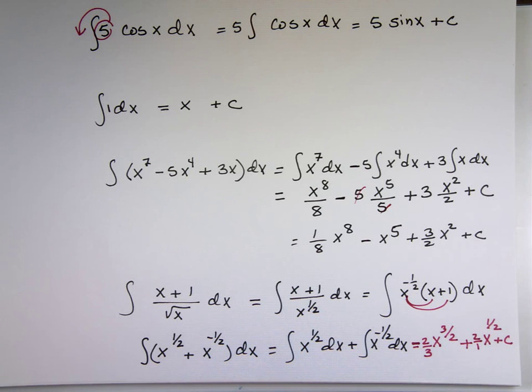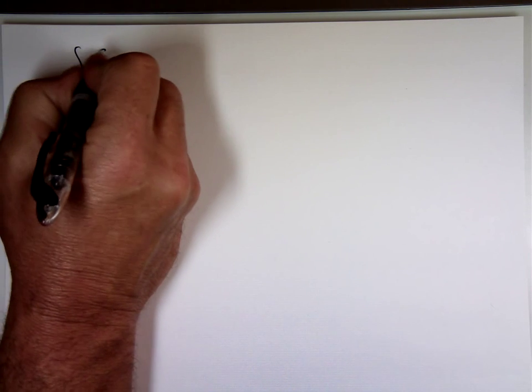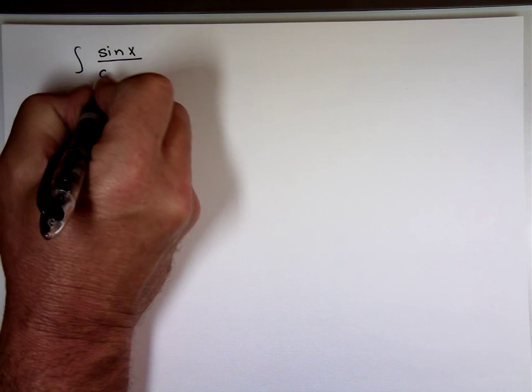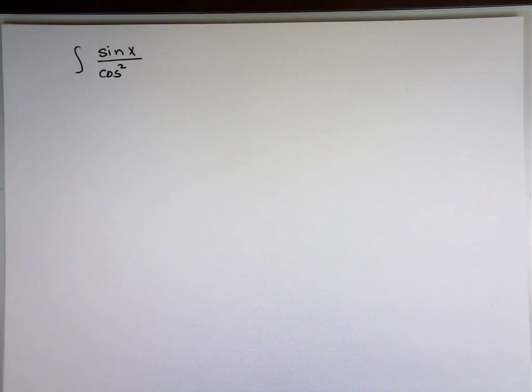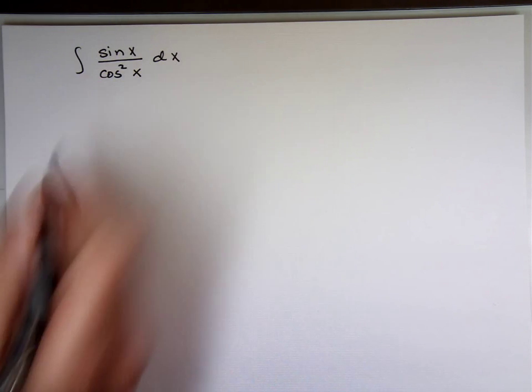There's a tricky one here. Sometimes we get a little bit sneaky with them, like this one. In a few minutes, we'll show you a different way of doing it. It's called u-substitution. But right now, I don't have that.